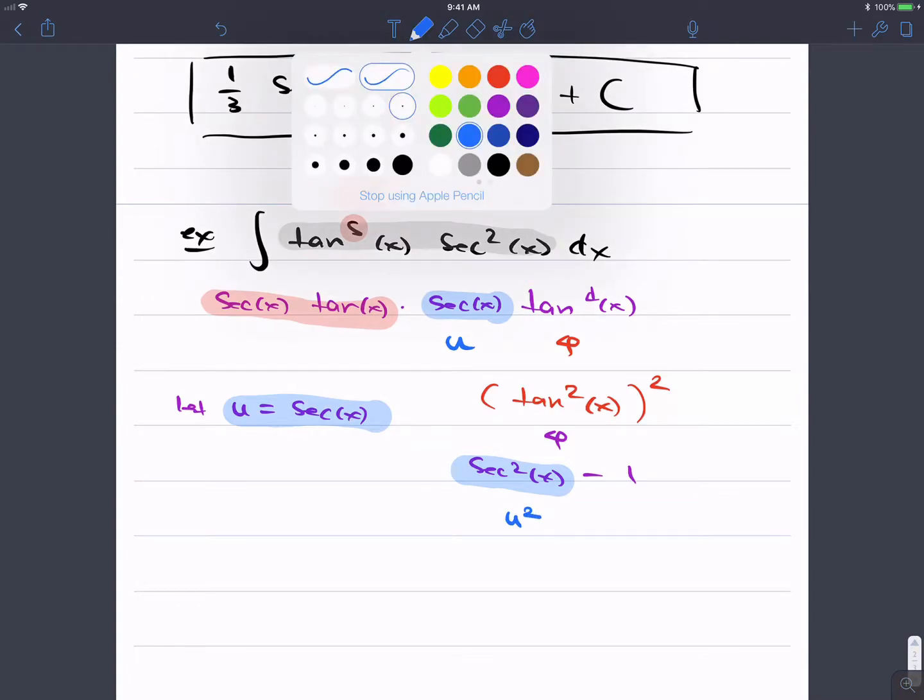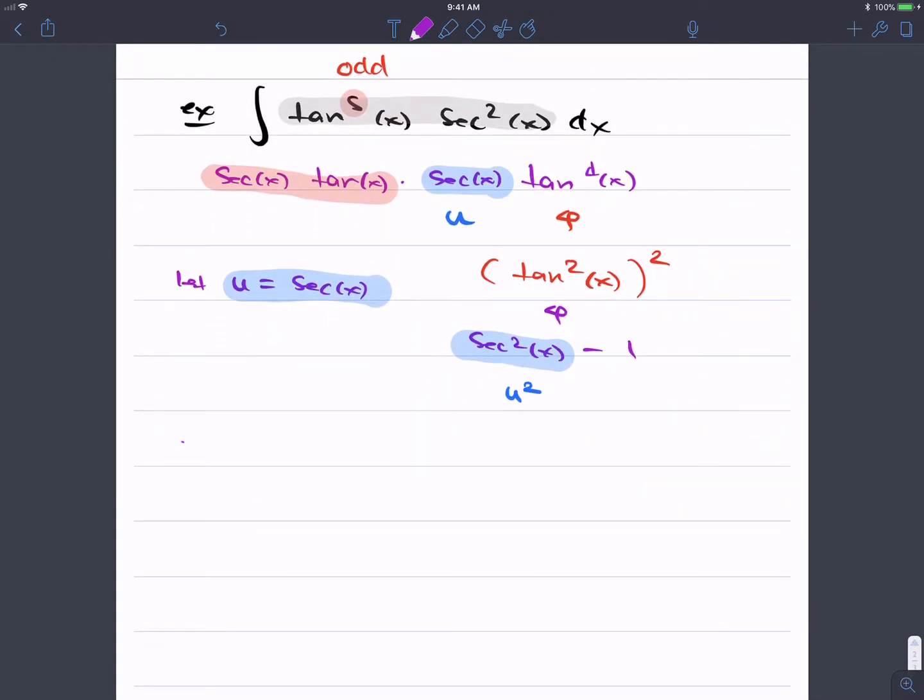So let's put everything together now. I have my integral, secant tangent, u times u squared minus 1 squared dx. So at this point again, since u is secant, du now becomes secant tangent dx.